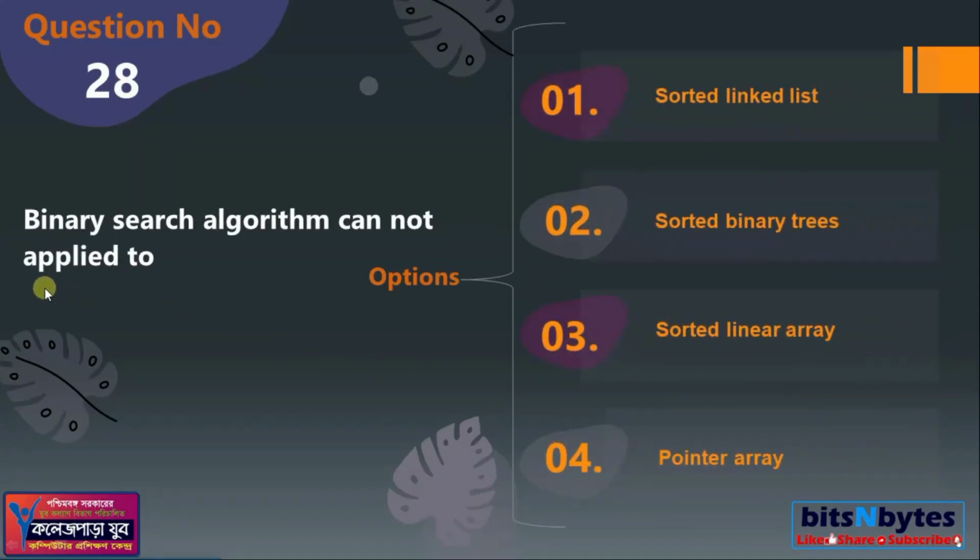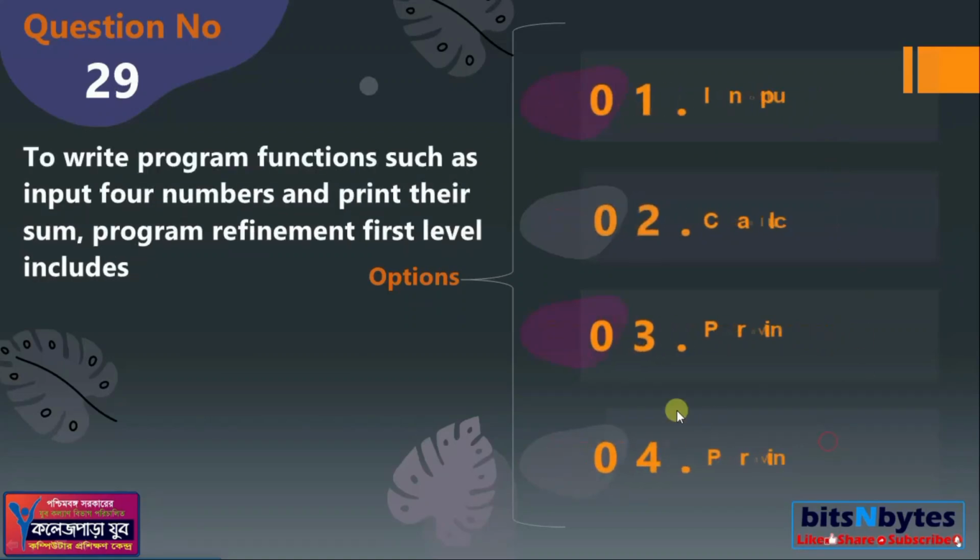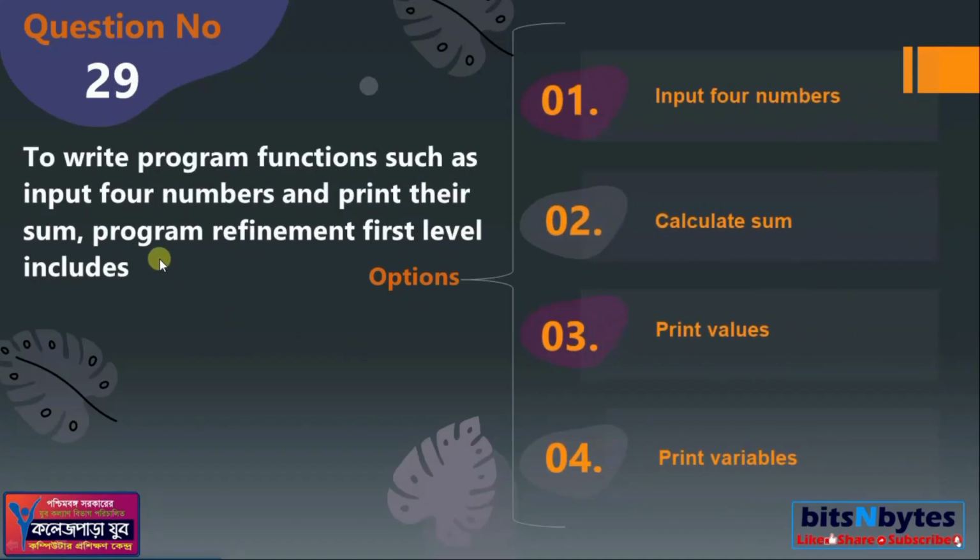Question 28. Binary search algorithm cannot be applied to: 1. Sorted linked list, 2. Sorted binary trees, 3. Sorted linear array, 4. Pointer array. Answer: sorted linked list.